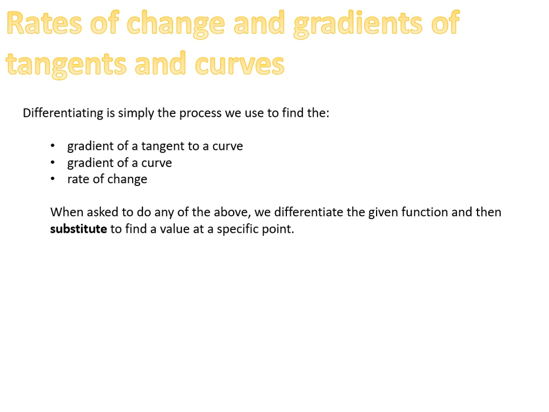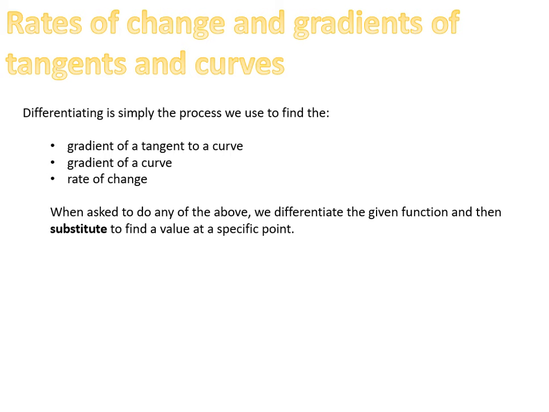The idea, obviously, is that differentiation is used in lots of different situations, but the main three are to find the gradient of a tangent to a curve. That sounds pointless at the moment, but it's quite useful in what we're going to do soon. So that's what we're building up to. We can find the gradient of a curve. It will be at a specific point, because obviously the gradient of a curve changes, but it's the same idea as the gradient of a tangent to a curve.